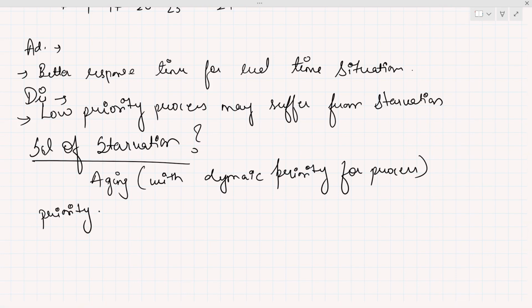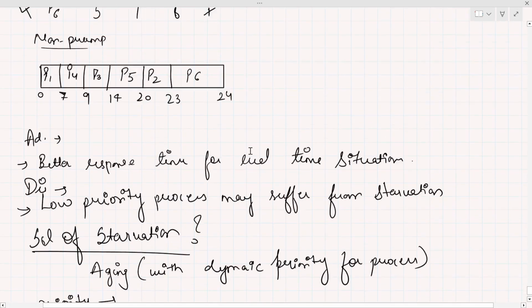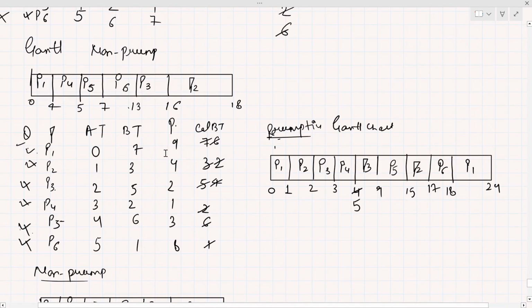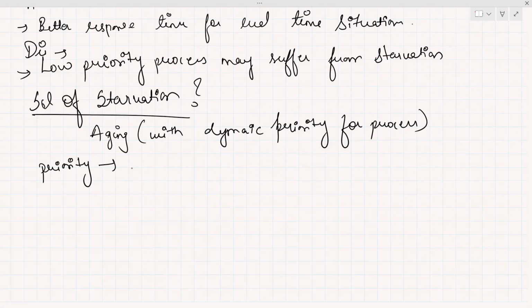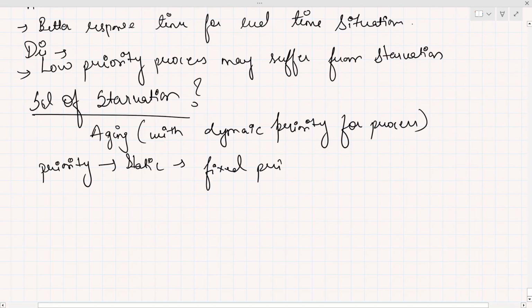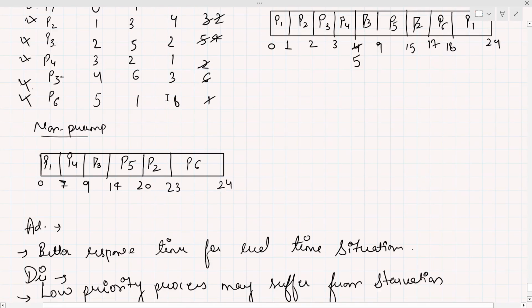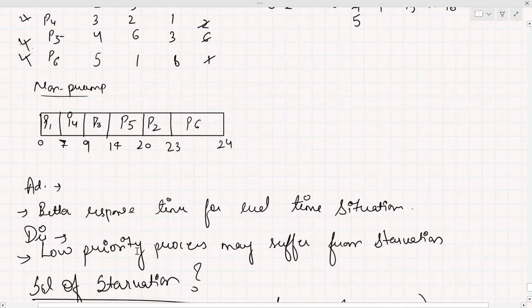Priority is of two types. The thing we studied now is fixed priority, which is called static priority. Static means fixed priority. And the next thing is dynamic priority. With the help of a dynamic priority based algorithm, we can solve this particular disadvantage, which is starvation.